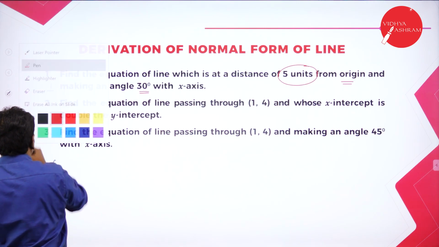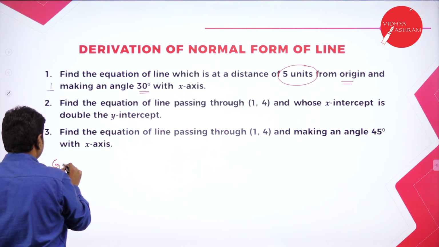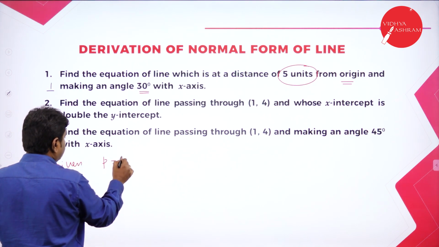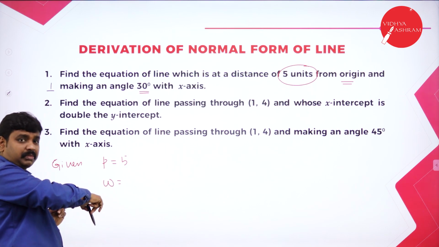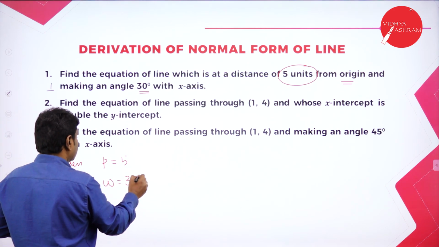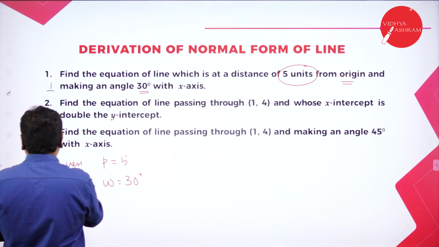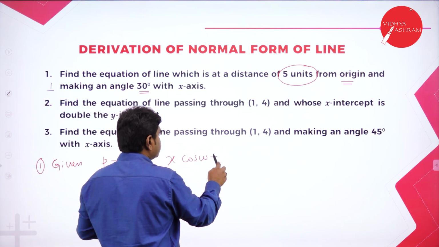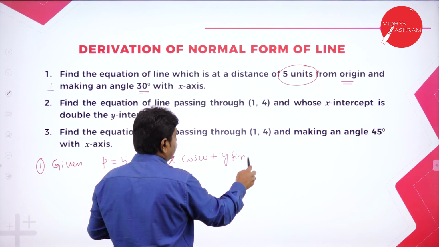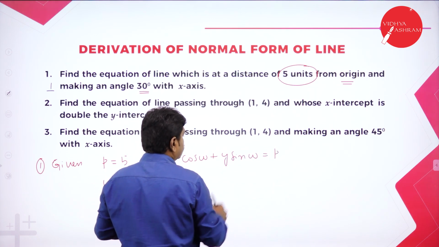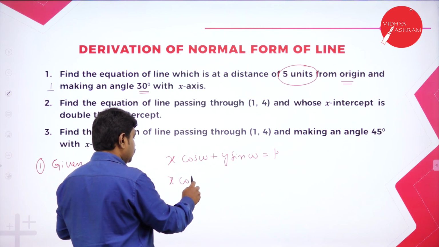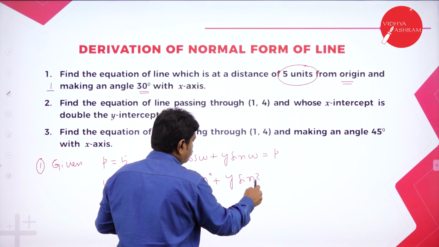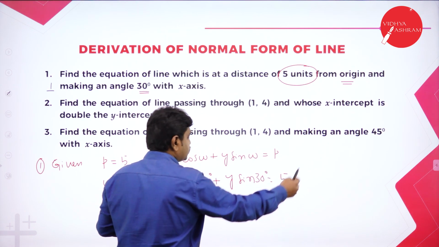So now what is given? They have given P is 5, and omega, the angle made by the normal or perpendicular with the x-axis, is 30 degrees, and we need the required equation. So the required equation is x cos omega plus y sin omega is equal to P. Now x cos 30 plus y sin 30 is equal to P. What is P? 5 units.